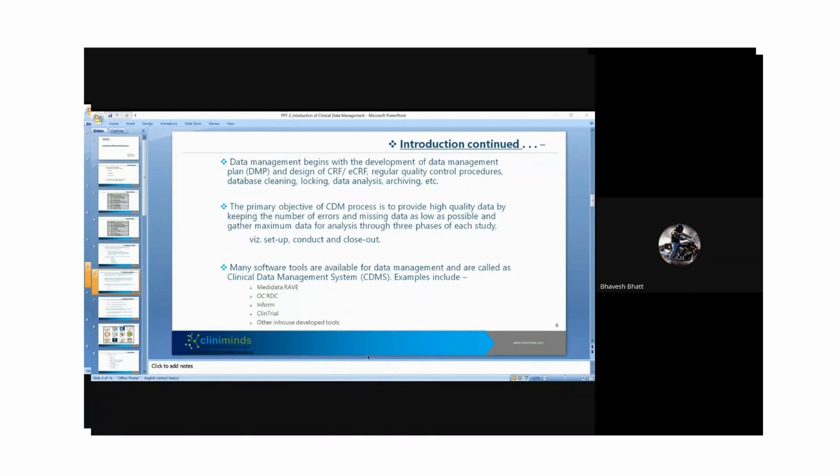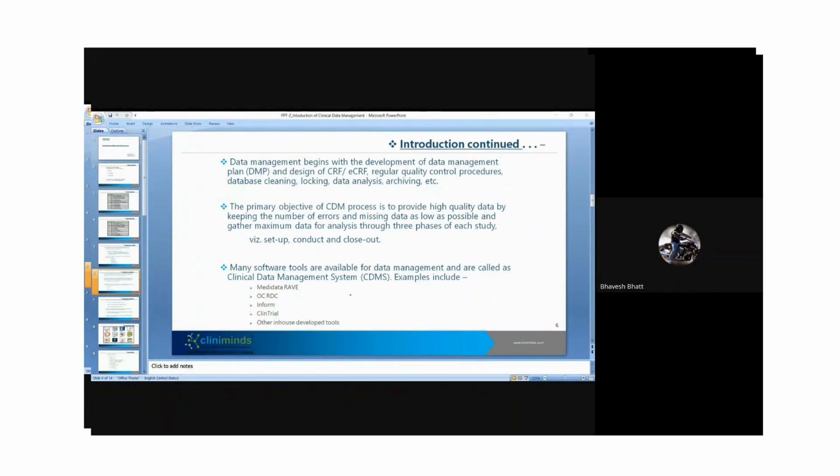Okay, good. So data management begins with the development of the data management plan, which is the DMP document, and designing of the CRF, which is the electronic CRF, followed by regulatory quality control procedures, database cleaning, locking, analysis, archiving, etc. So when we are starting with the preparation of the data management plan, as we will be moving forward in different topics, that's where the definition of how the setup, conduct, and closeout phases would really follow one after each other would be getting clear to you guys.